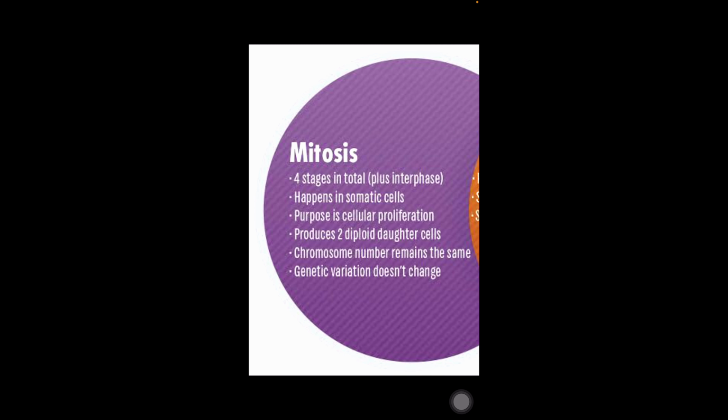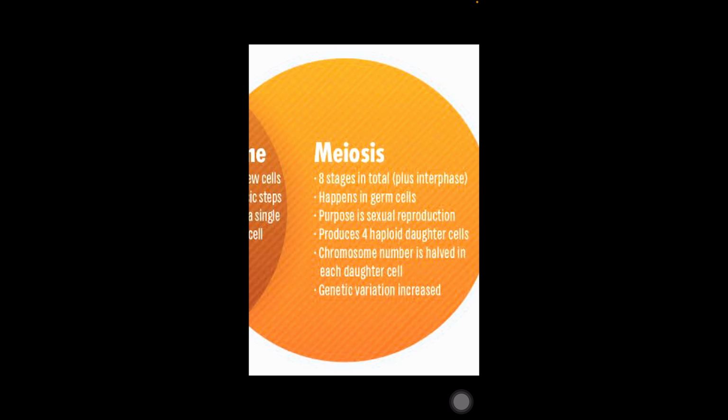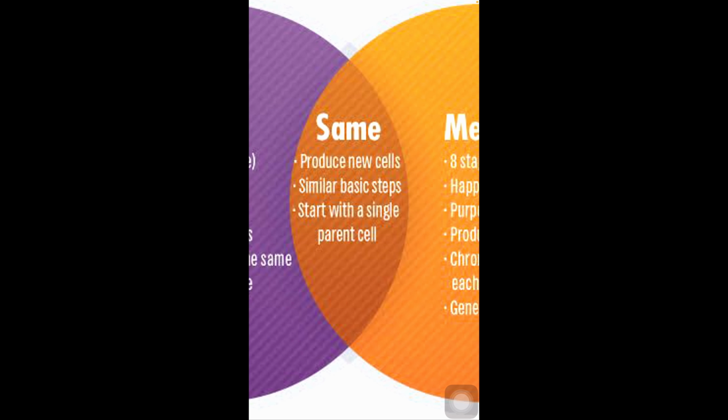So, as a result, genetic variation doesn't change. Remember, in meiosis the chromosome number is halved in each daughter cell, and as a result, there is a whole lot of genetic variation. It increases. Take notice of this, please. If you didn't get it, pause the video, rewind, and listen to it again, and continue.